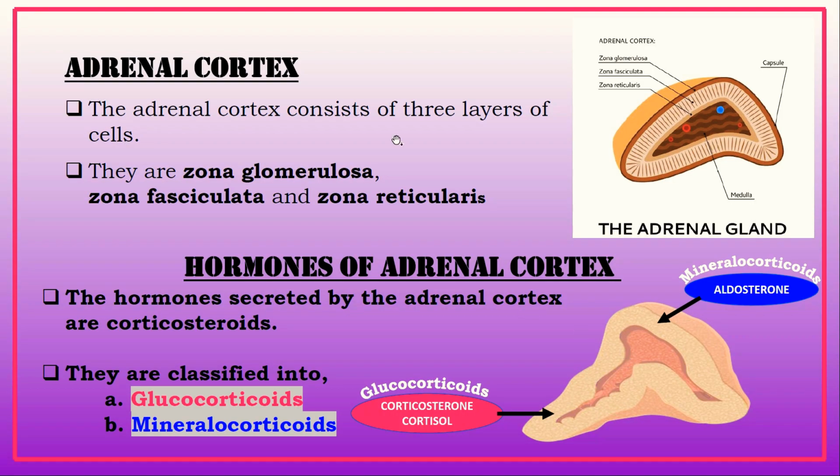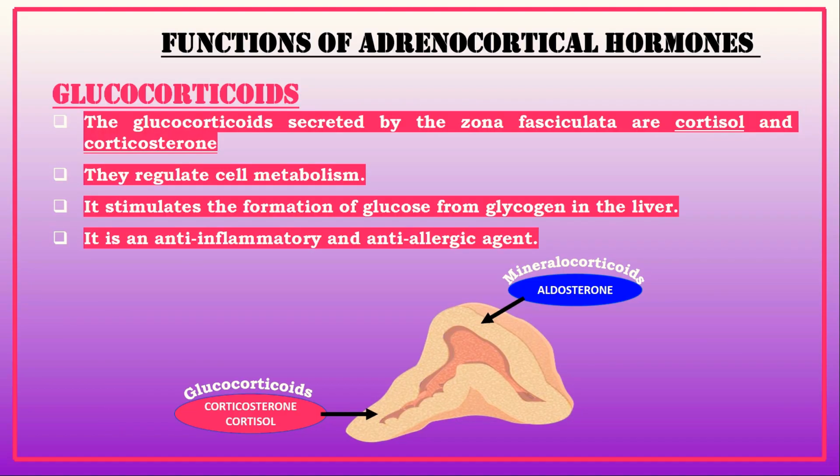The adrenal cortex consists of three layers. What are the three layers of the adrenal cortex? Zona glomerulosa, which is the outermost layer, zona fasciculata, the middle layer, and zona reticularis, which is the innermost layer. Now, what are the hormones of the adrenal cortex? The hormones secreted by the adrenal cortex are corticosteroid hormones, and these are classified into glucocorticoids and mineralocorticoids.